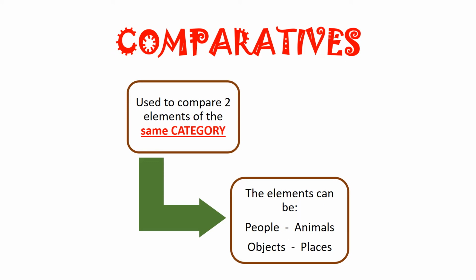Comparatives. Comparatives are used to compare two elements of the same category. When we talk about categories, we are talking about people, animals, objects, or places.